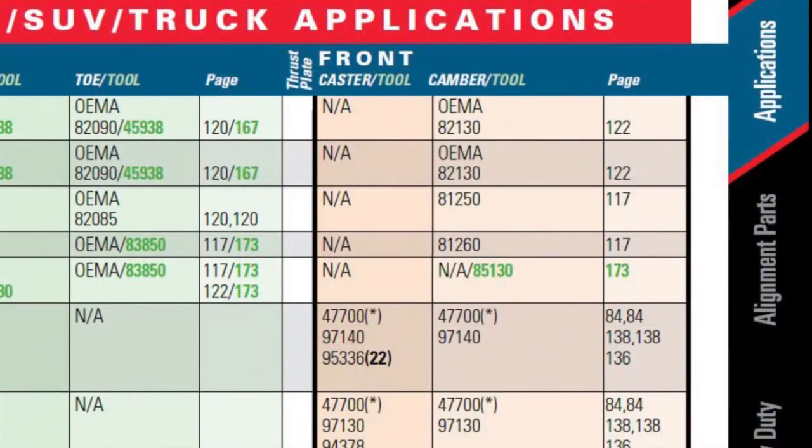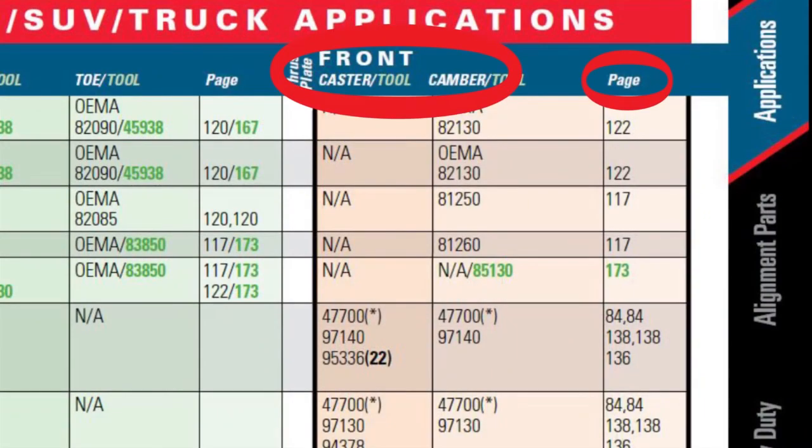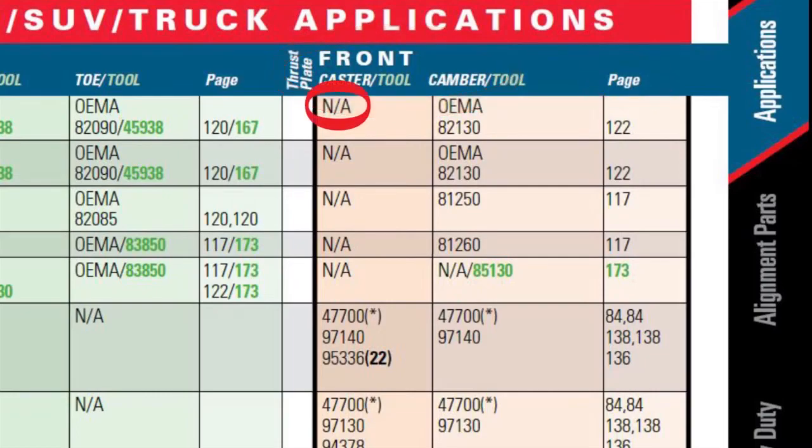The brown section is for front camber and caster, and then the page number where the part is located. NA means there's no adjustment available. OEMA means that there is an original equipment manufacturer adjustment. If there's a part number in the box with OEMA, then that part number is a replacement part for that vehicle. An asterisk next to the part number means that it's a series part number, and we'll go to the part number page for the part number of the correct size.